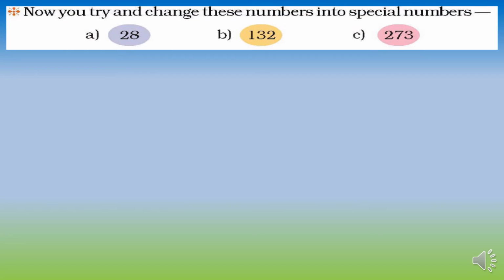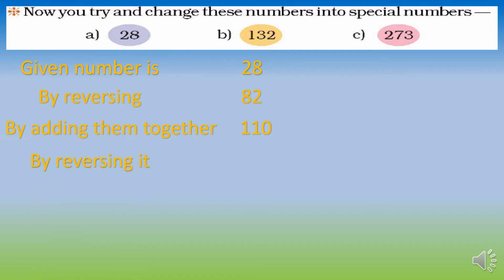Now you try and change these numbers into special numbers. Question number 1A, that is 28. So the given number is 28. By reversing it, it would be 82. Then by adding them together, that is 28 plus 82, that is 110. Because 110 is not a special number, again by reversing it, it would be 011. Then add the two together, so it would be 121. So 121 is a special number.